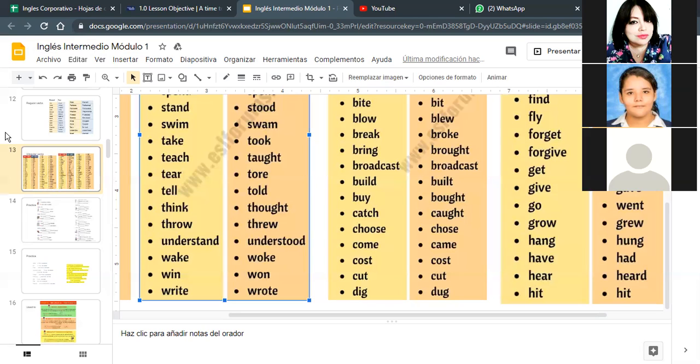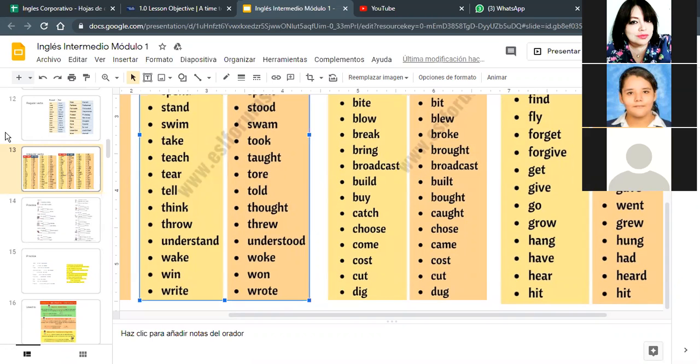Choose, what is to choose? Select between everything. Okay, to select something, right? To make a choice. Okay, chose is going to be for Joanna. I chose my dress yesterday. Good. Come is easy, you know what is come. Came is going to be for Lorena. I came this morning to my house. Very good, nice.